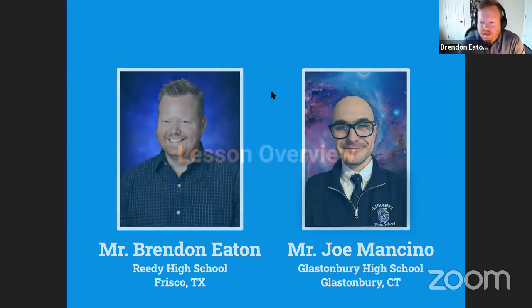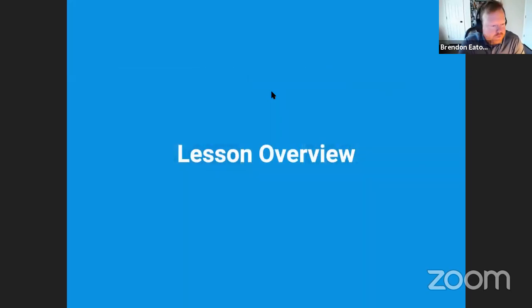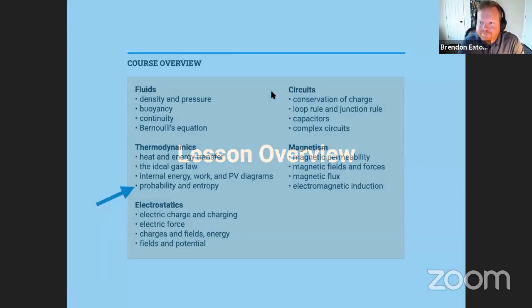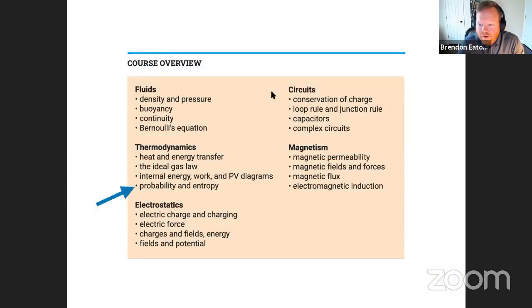Let's go ahead and take a look at the course overview for the rest of our review sessions. We are right here where you see the blue arrow, right at the end of thermodynamics, meaning that we are starting electrostatics very, very soon. So this is all in an effort to prepare you for this year's AP exam. So make sure that you've taken some time to figure out which one of those topics you really want to focus on.